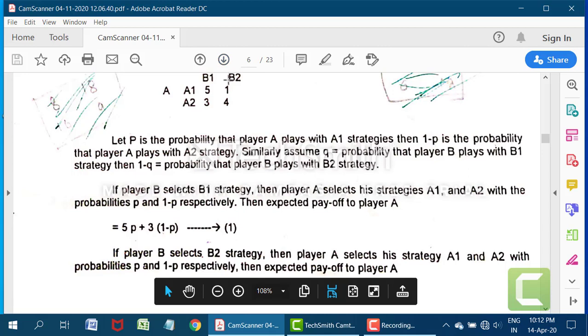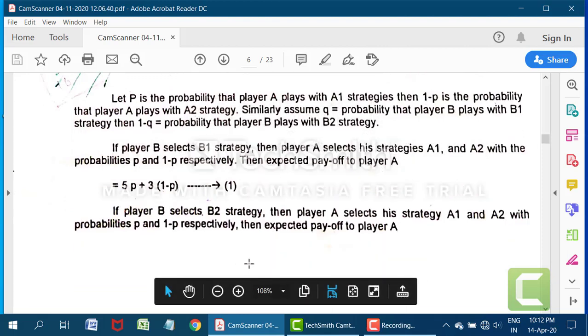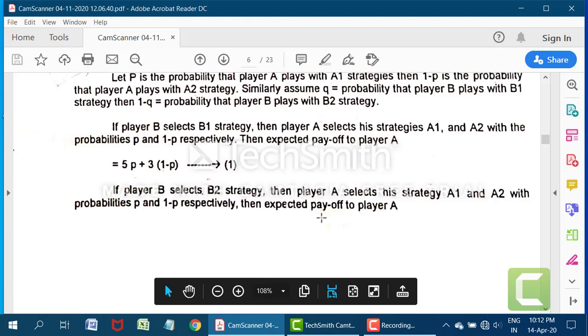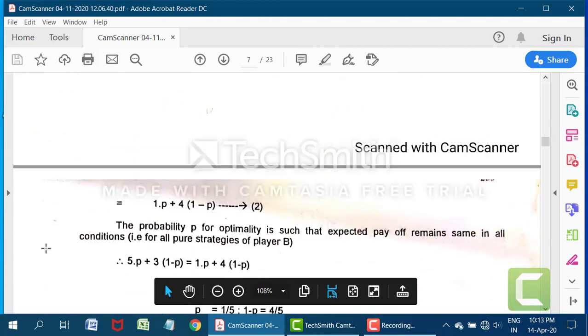Similarly, if B plays with the B2 strategy, what will be the expected gain to the player A? This column: 1 into P plus 4 into 1 minus P. If B selects the B2 strategy, then the player A selects his strategy A1 and A2 with probabilities P and 1 minus P. Then the expected payoff to player A is 1 into P plus 4 into 1 minus P.